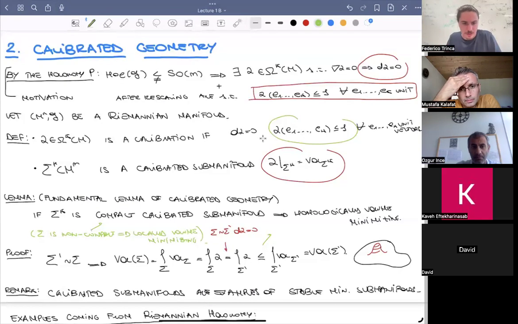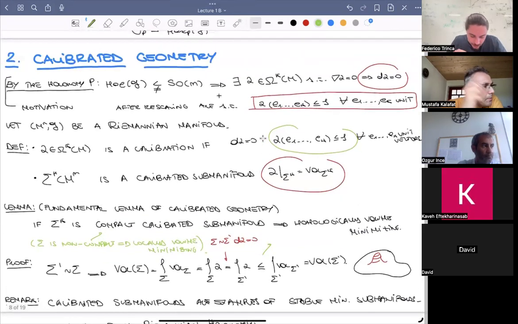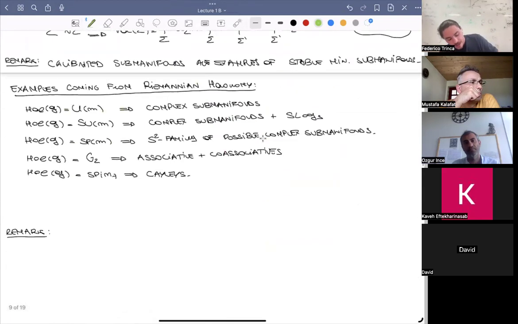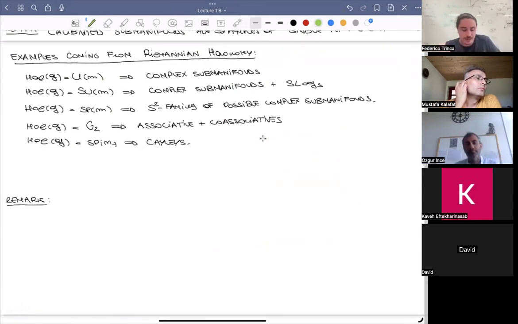Okay, so we began with the definition of calibrated manifolds and calibrations. Now, I told you at the very beginning, probably with a bit of confusion, that the reduced holonomy is giving us naturally calibrations. And here are the examples that are coming from Riemannian holonomy.